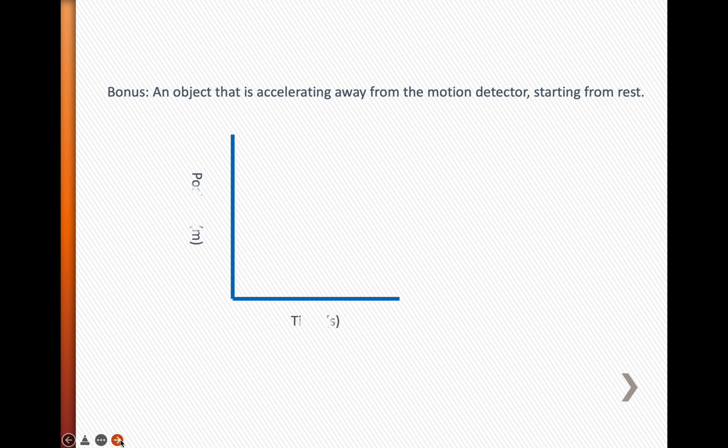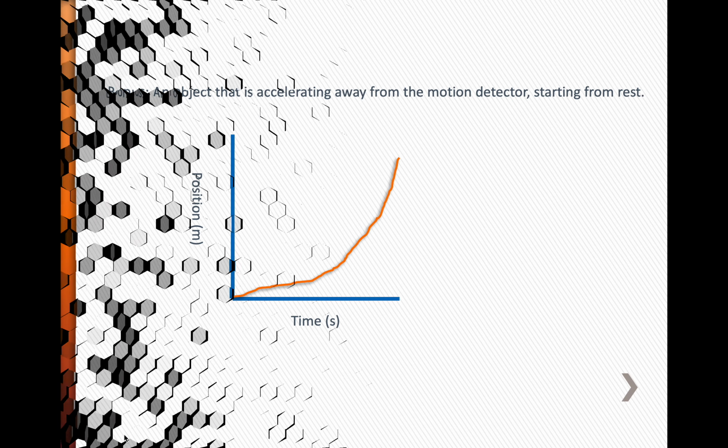So if we look, an object accelerating away from a motion detector starting from rest. If it's accelerating, the position time graph won't have a constant slope. If you're going faster and faster and faster, that means your rate of change of position per unit time is going to increase. So your slope should actually increase. It's kind of a weird line there, but that's kind of what it would look like.